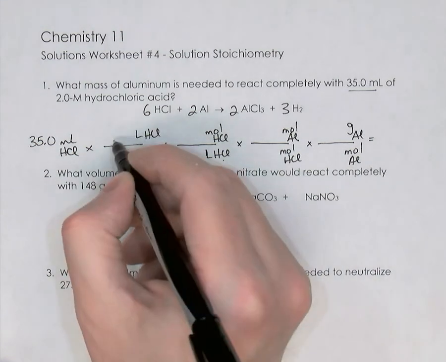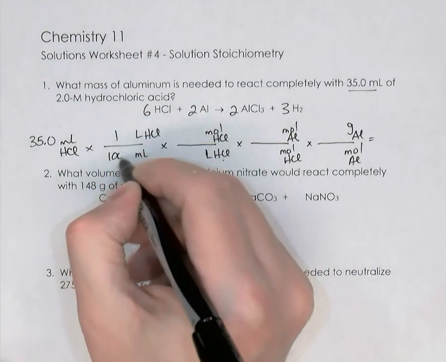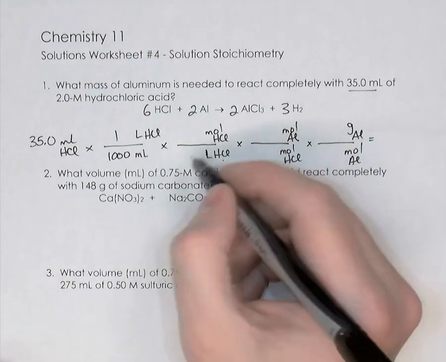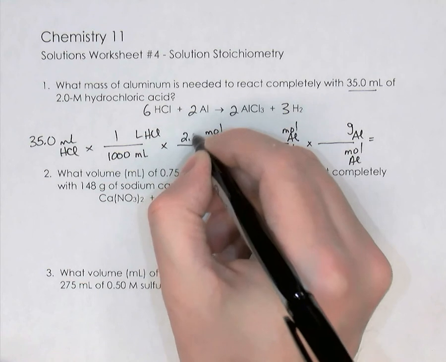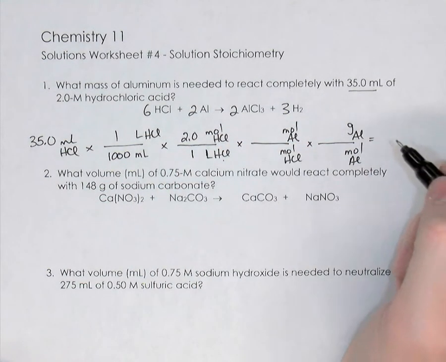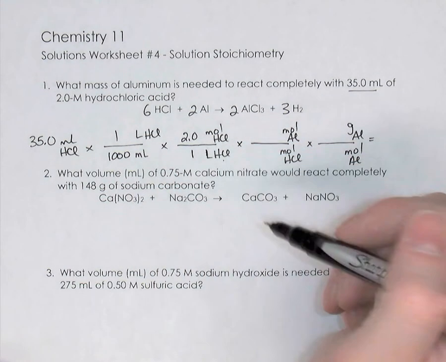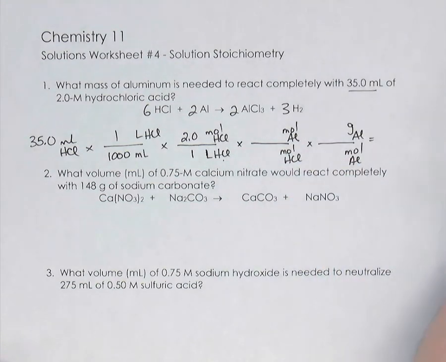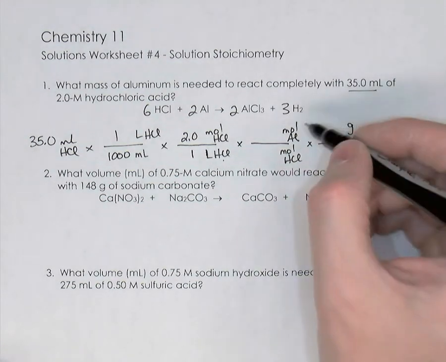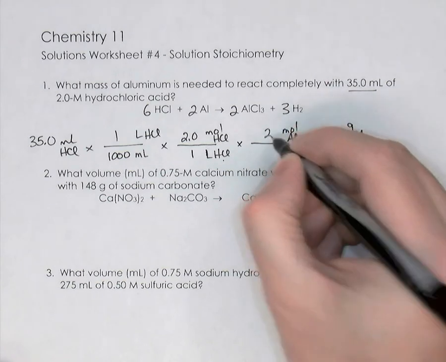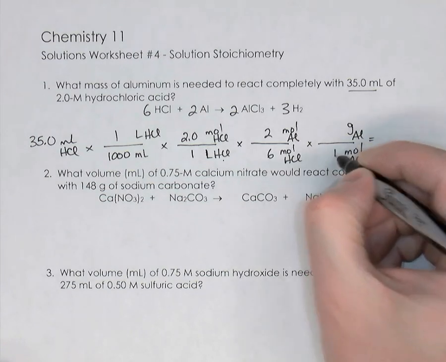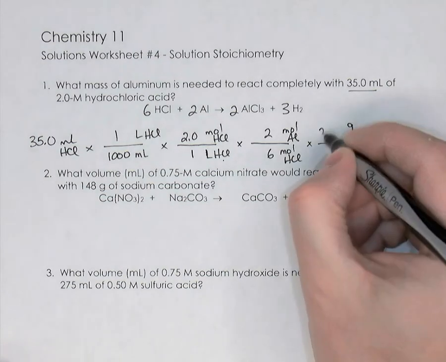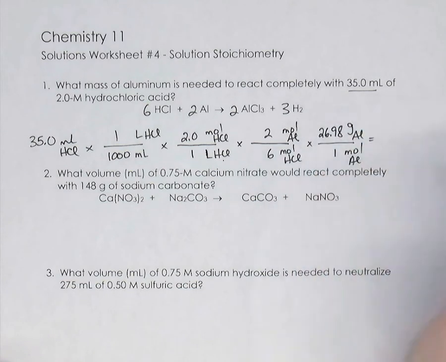So the volume, 1 liter, is 1,000 milliliters. The concentration of the acid was 2.0 molarity, so that's 2.0 moles per liter. Now watch your significant digits. Don't throw away that 0. It's 2.0, 2 digits. From the balanced equation, we can see 2 moles of aluminum will react with 6 moles of hydrochloric acid. And from a periodic table, 1 mole of aluminum has a mass of 26.98 grams, its molar mass.